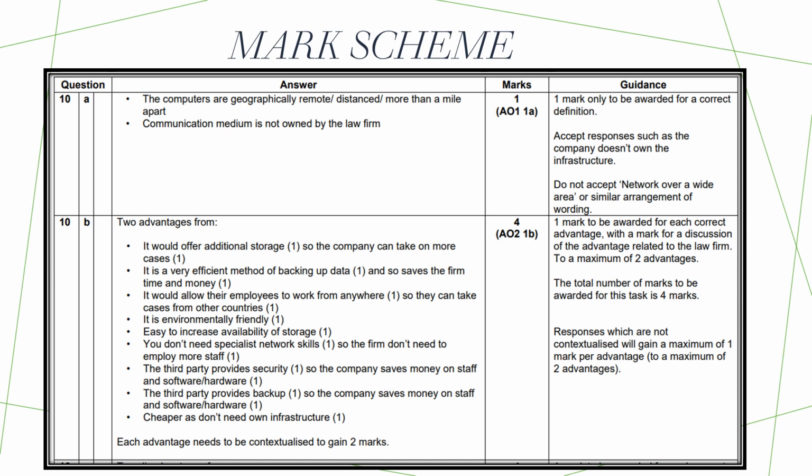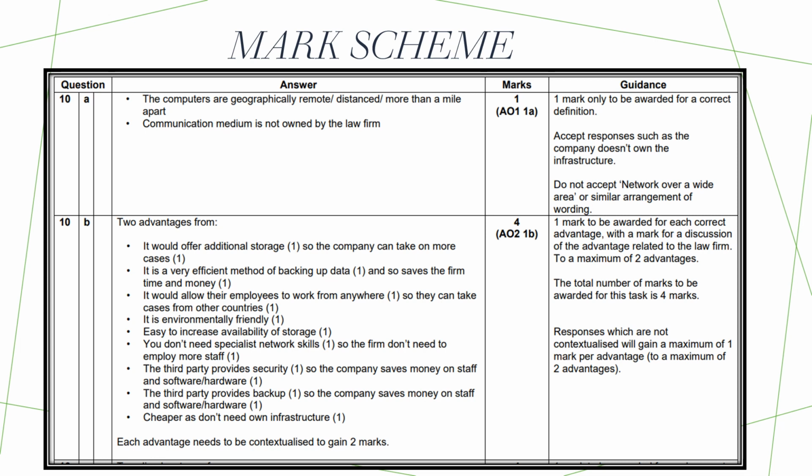It does say, and it's worth noting, that you can't mention the fact that it's over a wide area. So that is just saying that it's a wide area network. You have to make sure that you put something about geographic. So geographically large would be a good one.